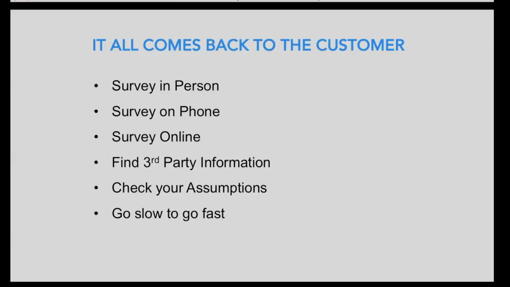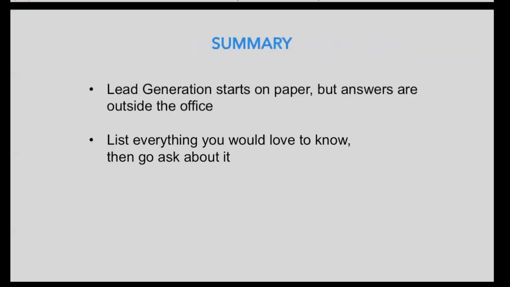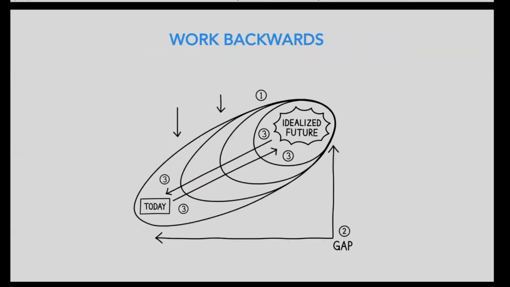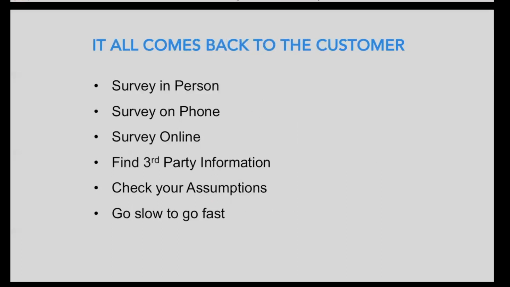So we can check our assumptions on there. And like I said, it's going slow to go fast. The reason this whole process works is because when we're starting at the future and then working back to today, it gives us a chance. We go a little bit slower at the beginning, but then we're able to speed up results at the end.